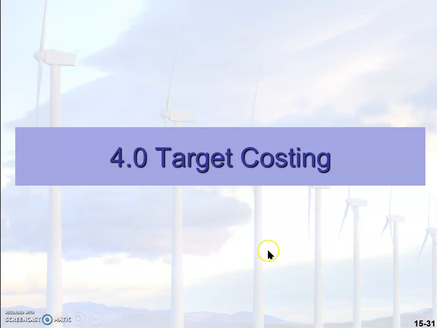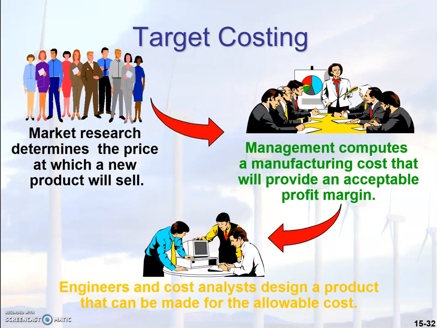Bismillahirrahmanirrahim. Now let us continue with target costing, the fourth method to set the price. Under target costing, the market research will determine the price at which a new product will sell. There will be market analysts, and then the information will be fed to management to compute the manufacturing cost that would fit with the price set in the market, so that the manufacturing cost they computed will provide an acceptable profit margin.